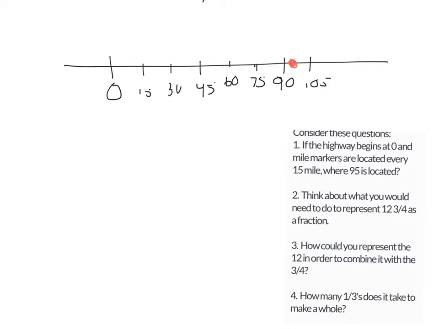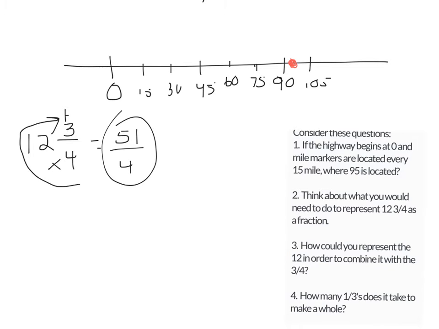Number 2, think about what you need to do to represent 12 3/4 as a fraction. So how do you take 12 3/4 as a fraction? Well, 12 3/4 is a mixed number. So 12 3/4 as a fraction means turn it into an improper fraction. So we say 12 times 4 is 48, plus 3 is 51. 51 total fourths. So 51 fourths would be a fraction.